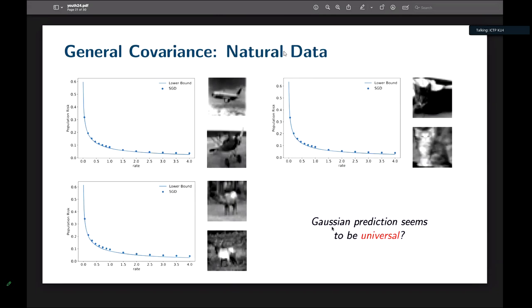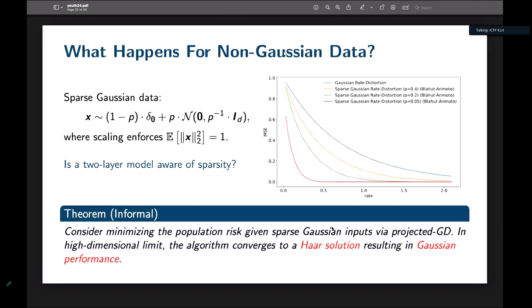Now the question is that both for the isotropic case and the non-isotropic case, the Gaussian prediction seems to be actually very good. So is there some universality going on? Well, now I will try to answer this question. At this point, I will fix myself to only IID data. So my input will have no correlations. It will be just a different distribution of the components.